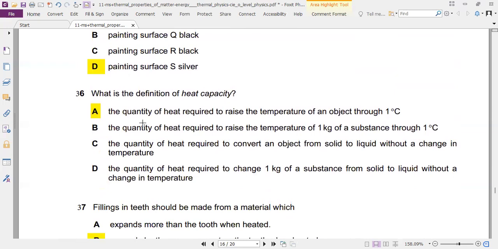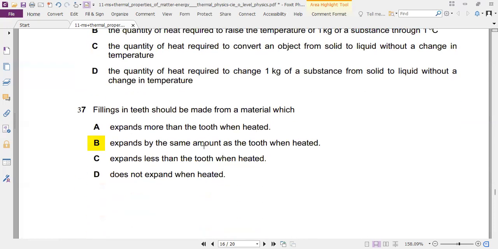Heat capacity is the quantity of heat required to raise the temperature of an object by 1 kg. It doesn't include mass, so 1 kg shouldn't be considered. These two are wrong anyway. Again, repeat question.